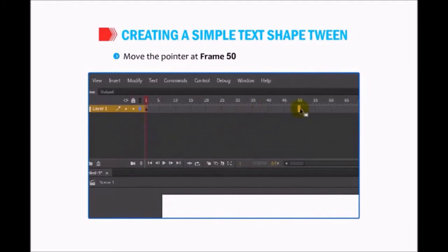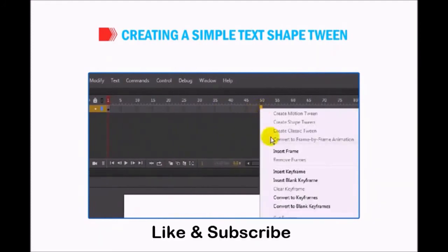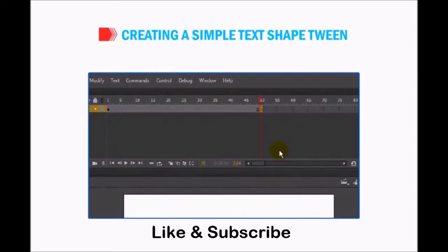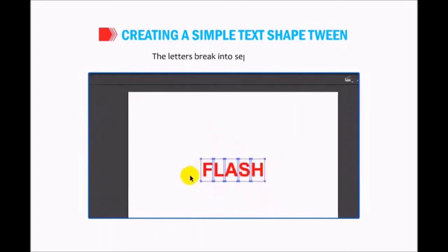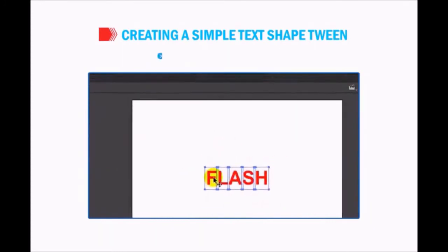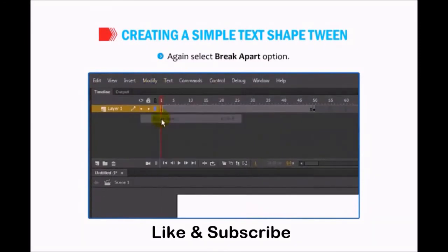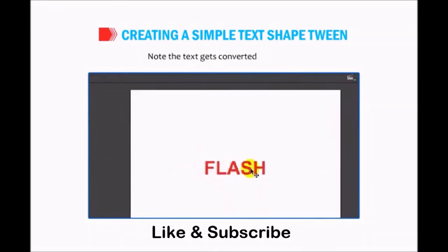Move the pointer to frame 50 and right-click the mouse. Select the Insert Keyframe option from the pop-up menu. Select frame 1 and choose Break Apart option from the Modify menu. The letters break into separate blocks. Again, select Break Apart option. Note the text gets converted into shape.